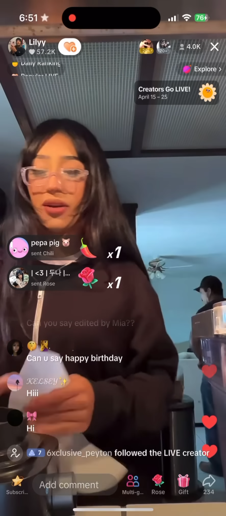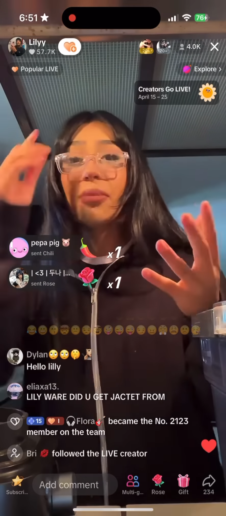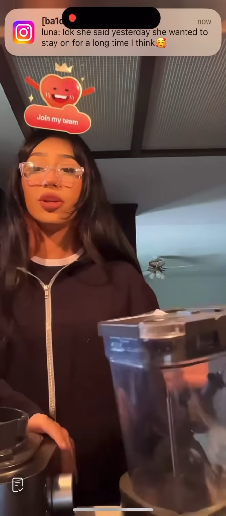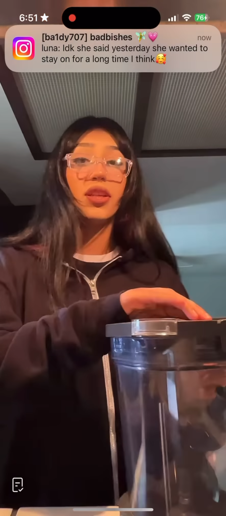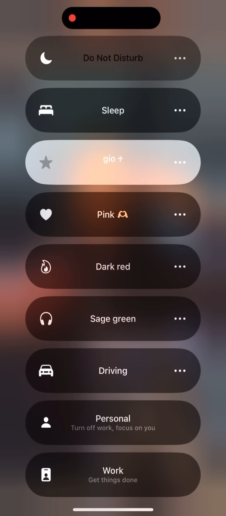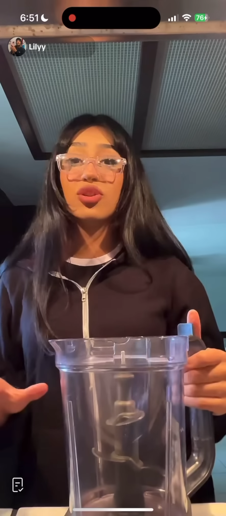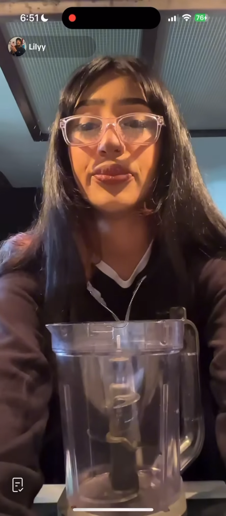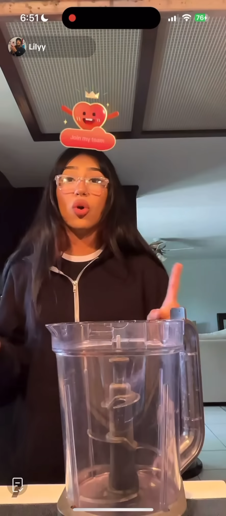All right. So now that I got my blender. This is a blender. All right, let me move this. So right now, this is my smoothie. This is going to be like a mystery smoothie. All right, so first, ingredients.